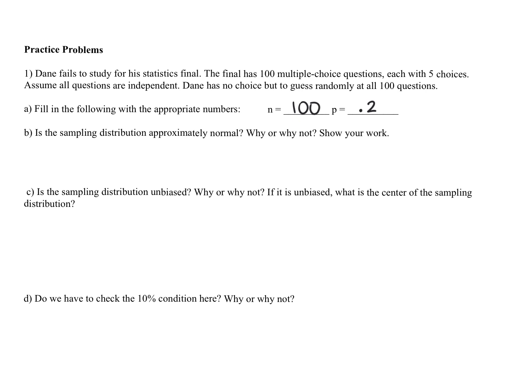Is the sampling distribution approximately normal? Why or why not? Show your work. So that means we have to do n times p, so 100 times 0.2, and then n times 1 minus p, which is 100 times 0.8. And both of those have to be greater than or equal to 10. And 100 times 0.2 is 20, and 100 times 0.8 is 80. Both of those are greater than or equal to 10, so yes. Is the sampling distribution unbiased? Why or why not? If it is unbiased, what is the center of the sampling distribution? So in this case, he is randomly guessing on each question.